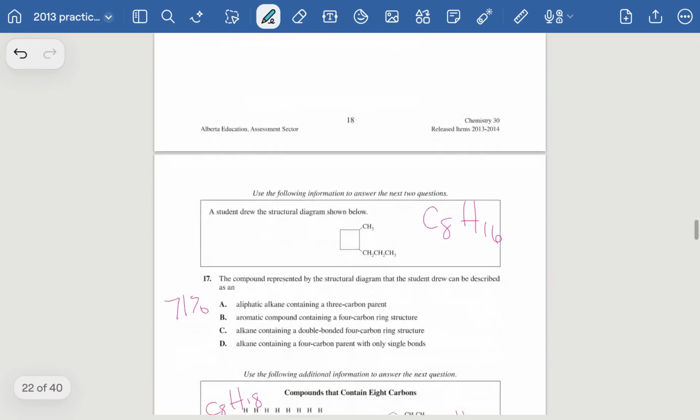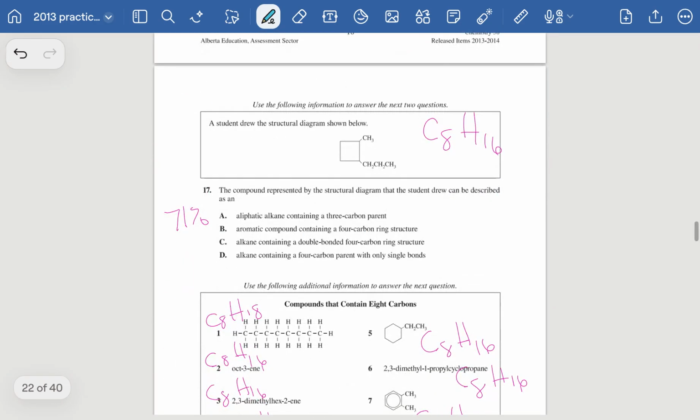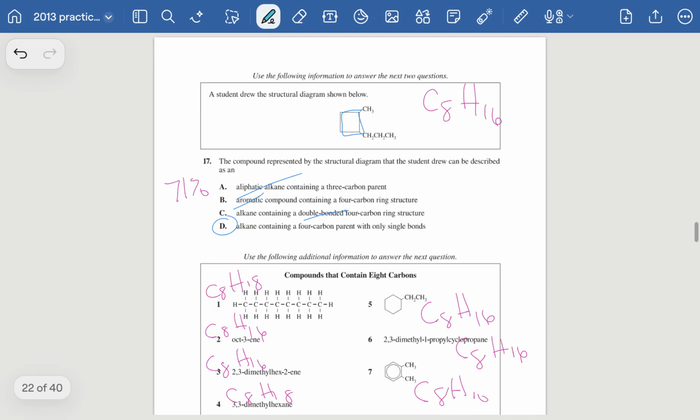Okay, so this next part we're moving into is the organic section. This first one is just being able to look at this structure and describe it. So what we're seeing here, it is aliphatic, but our parent chain has more than 3 carbons. It's not aromatic because you do not see a benzene ring. It's an alkane. It does not contain a double bond, so the only answer here is D that will work. It's an alkane containing a 4-carbon parent chain, which is the chain in here, and only single bonds because we don't see any double lines.